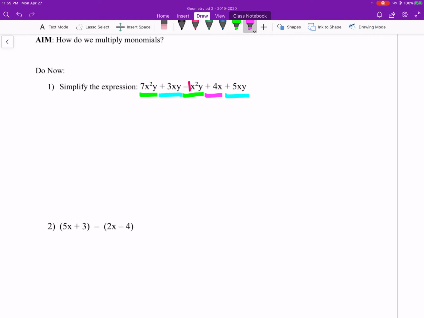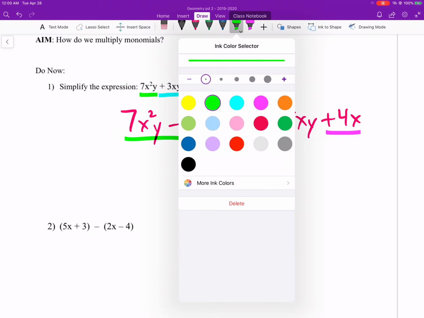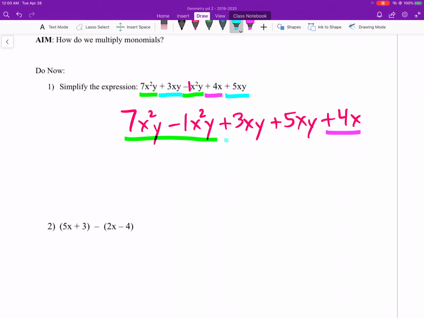I think it's helpful to write the terms that are like terms next to each other. So this was the purple term, we had these green guys here, and then blue.